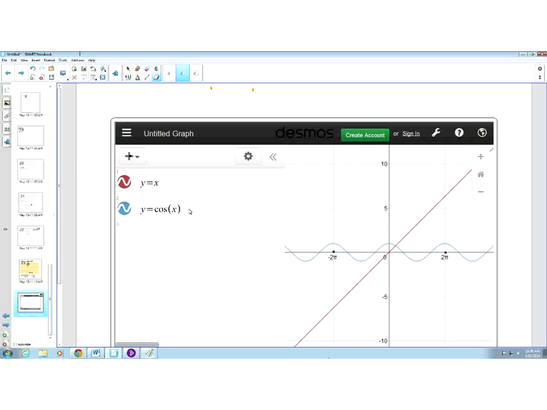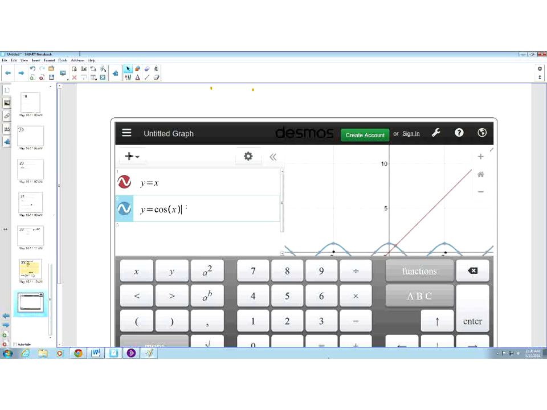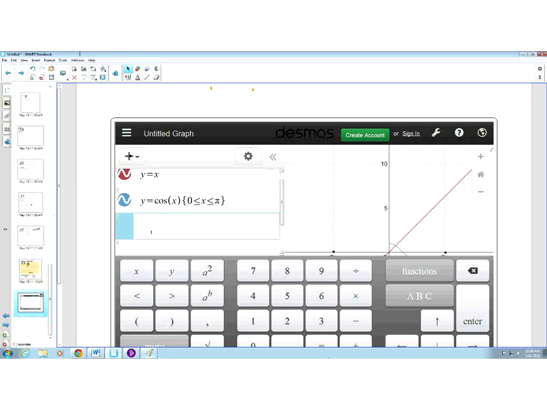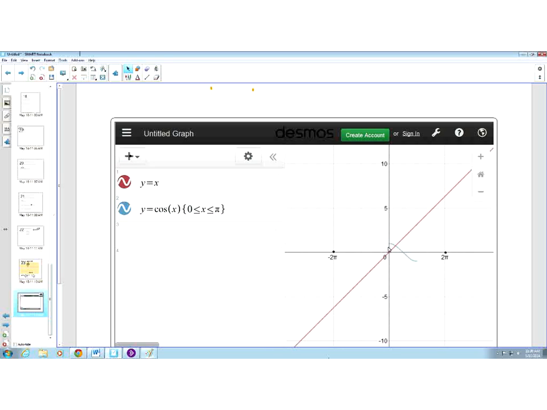So let's restrict our interval from 0 to pi. So we'll say 0 less than or equal to x less than or equal to pi. And this is the graph of our principal cosine. Let me make sure you see it. So clearly this blue arc, the principal cosine, is one-to-one.